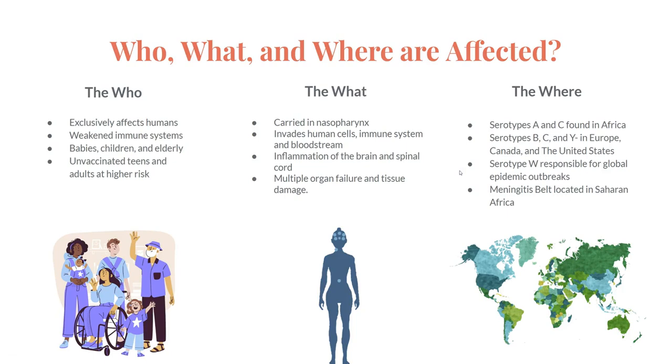Now, as I mentioned earlier, the different serotypes will affect different parts of the world. Serotypes A and C can be found in Africa. B, C, and Y are predominantly in Europe, Canada, and the United States. Serotype W is more responsible for any global epidemic outbreaks we might have. And the highest concentration of meningitis cases, you will find in the Sub-Saharan Africa area, and because of that, it is known as the meningitis belt of the world.